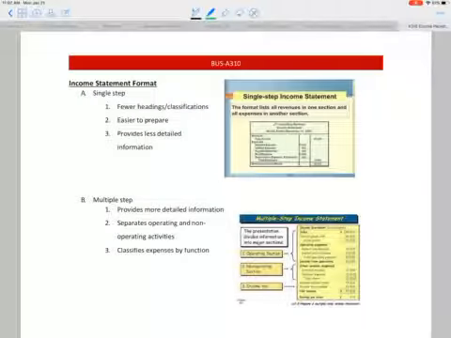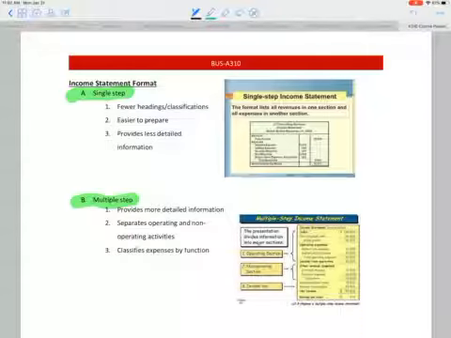The income statement can be formatted in one of two ways. It could use a single-step format or a multiple-step format. What you're most likely to see is the multiple-step format. The multiple-step format just provides you a lot more detailed information. So let's start with the single step. Single step has fewer headings and classifications. It's really easy to prepare.